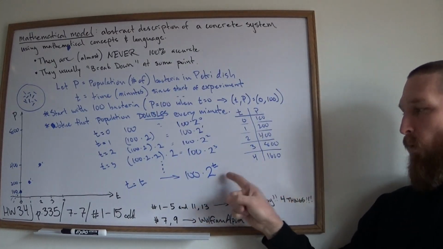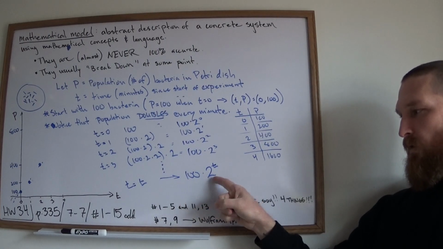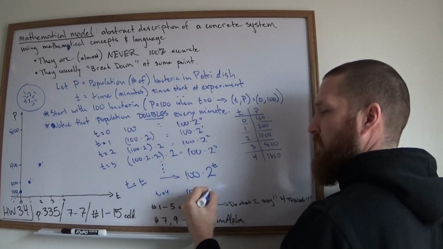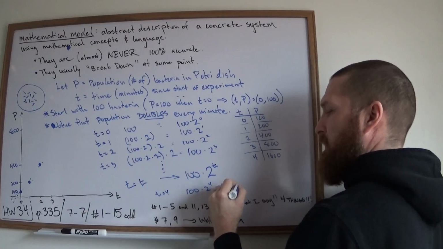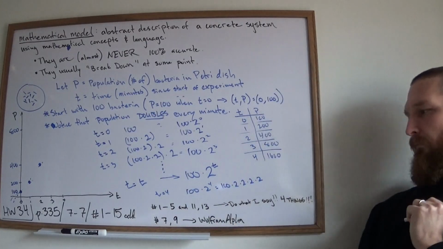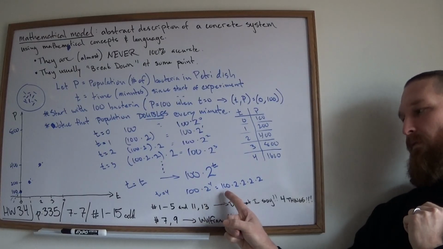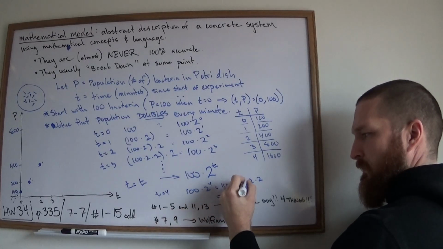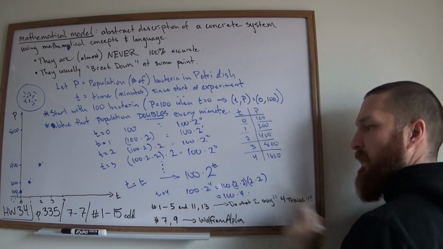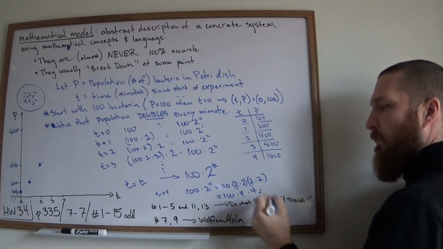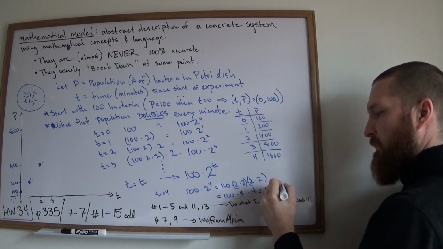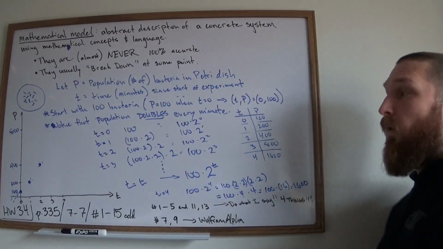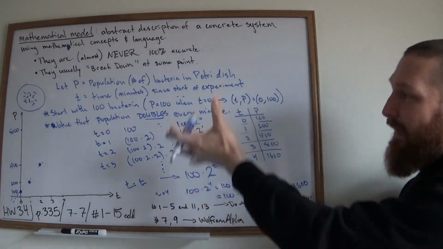And indeed, plug in a 4 into this, 100 times 2 to the 4. Let's just try it. When t is equal to 4, we have 100 times 2 to the 4. That's 100 times, we have 4 2's. Right? 100 times 2 to the 4 is the same thing as 100 times 2 times 2 times 2 times 2. 2 times 2 is 4, another 2 times 2 is 4. 4 times 4 is 16. 100 times 16 is 1600. Yeah, it works. Cool. And so you say, I have a model that works.